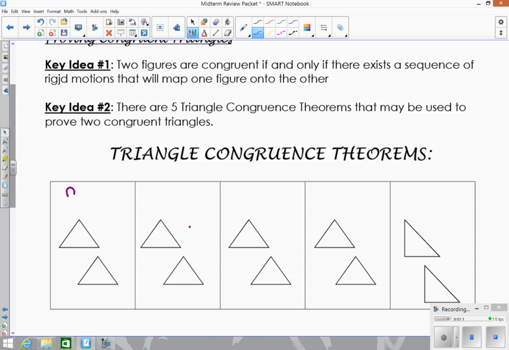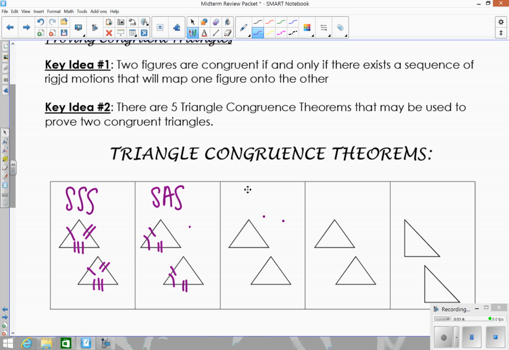The first one we looked at was side, side, side, which means that in these two triangles, if I could prove that the 3 pairs of corresponding sides are congruent, that would guarantee that everything else has to be congruent. It would guarantee that the angles are congruent as well, which would force the two triangles to be congruent. Another theorem we looked at was side, angle, side. So if I can prove 2 sets of corresponding sides are congruent and the angles between them are congruent, then I can say the triangles are congruent.